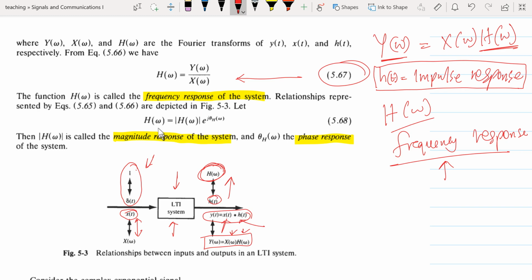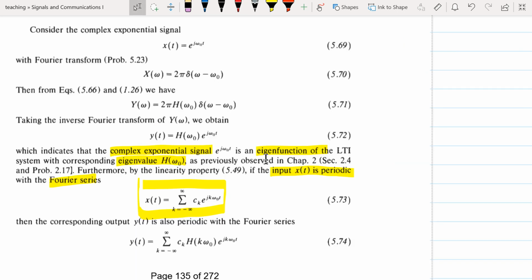Now we are saying that if we define our h of omega to have two terms, one is the magnitude and the other one is the phase, then the magnitude is called the magnitude response of the system, and the phase term theta h is defined as the phase response of the system. Now, similar to what we did with the continuous time signals, we said that h of t completely describes the system to an arbitrary input.